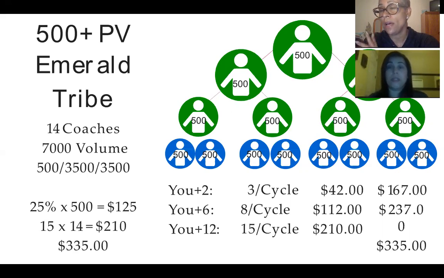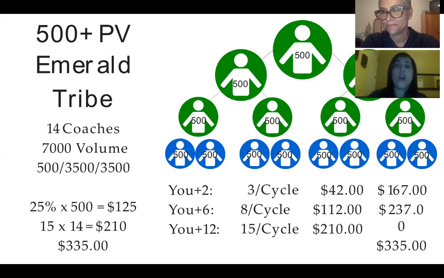And by the way, as we go through the slides, we're going to give you examples on how to generate 500 PVs. So don't worry about it. We got you. Yeah, we thought of it all. So now both of your emeralds, right? They're going to do exactly what you taught them to do.